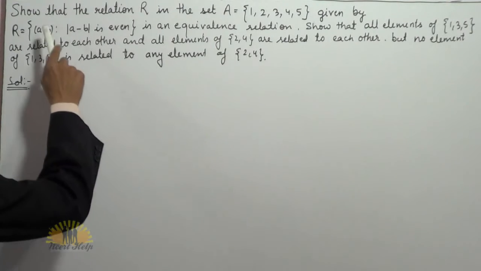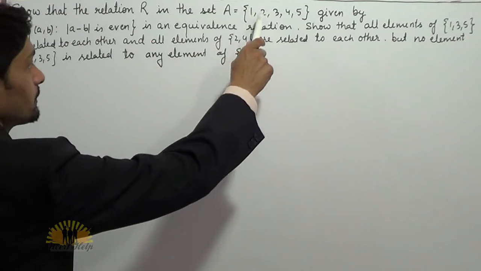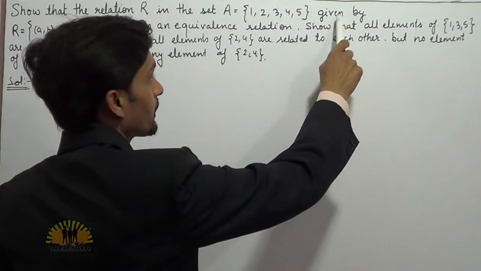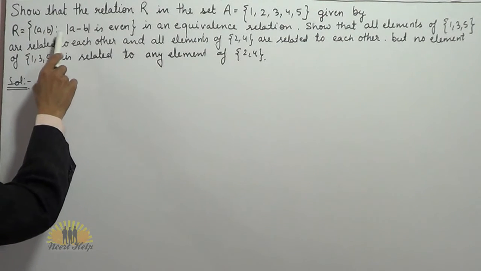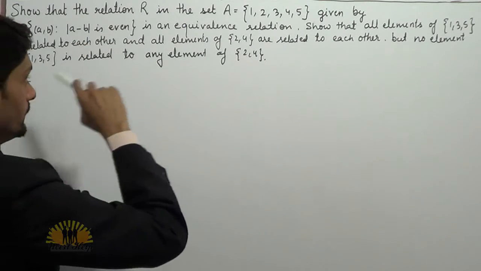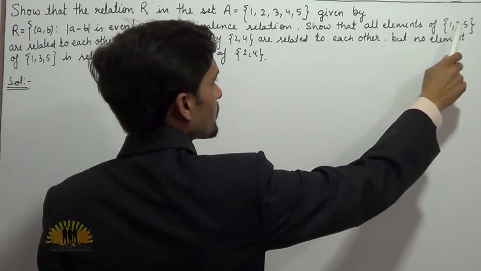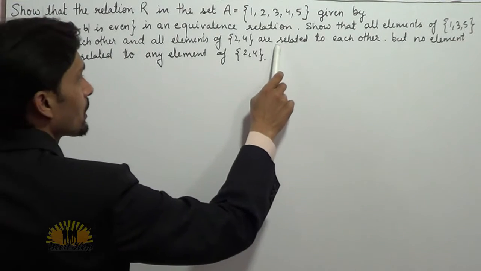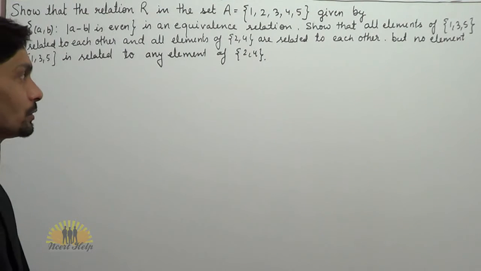In this question, we have to show that the relation R in the set A, where set A contains 1, 2, 3, 4, 5, given by R = {(a, b) : |a − b| is even}, is an equivalence relation. Show that all elements of {1, 3, 5} are related to each other and all elements of {2, 4} are related to each other, but no element of {1, 3, 5} is related to any element of {2, 4}.